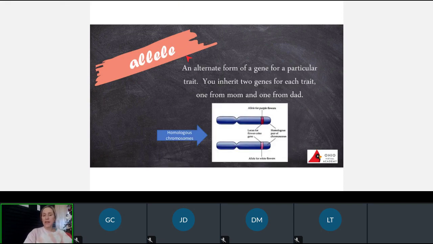The next word, Draven, would you read it for me, is allele. All right. Allele. An alternate form of a gene for a particular trait. You inherit 2 genes for each trait, one from mom and one from dad. Awesome. Thank you. So in this, we see that you have an alternate form of a gene. That's what you could put on the back of your card, the alternate form of a gene.